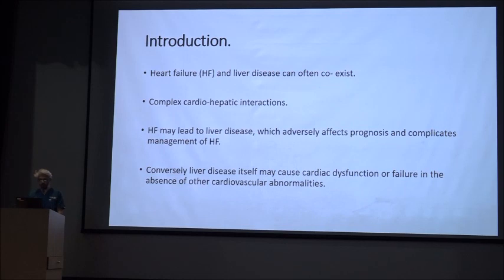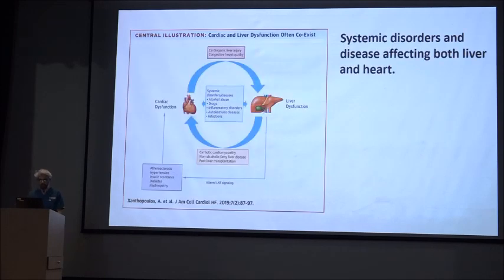As we all know, heart failure and liver disease can coexist due to the complex cardiohepatic interactions. Heart failure may lead to liver disease, which can adversely affect the prognosis and complicate the management of heart failure. Conversely, liver disease itself may cause cardiac dysfunction or failure in absence of other cardiovascular abnormalities. Some systemic disorders like alcohol abuse, drugs, inflammatory disorders, autoimmune disorders, and infection can affect the heart and liver both at the same time.